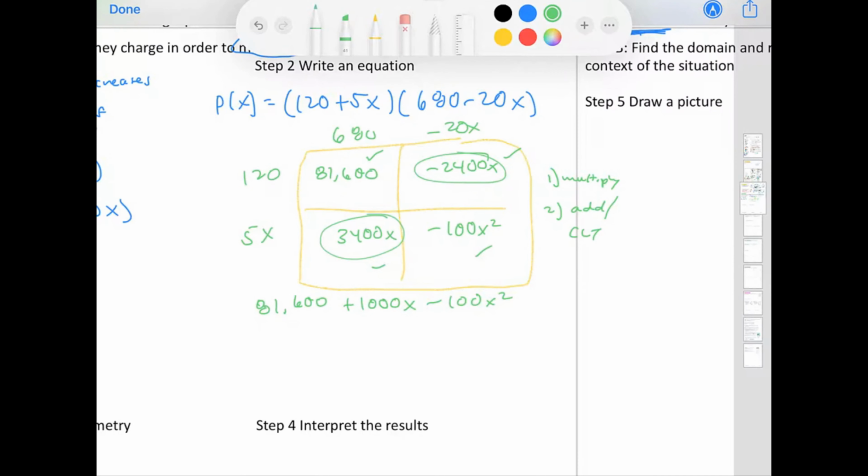Okay, to put that into standard form, which means we put the x squareds first. This is called ascending order. You notice the exponents 0, 1, and 2. So if you just flip it around, this is now descending order. And descending order is what we need for standard form.